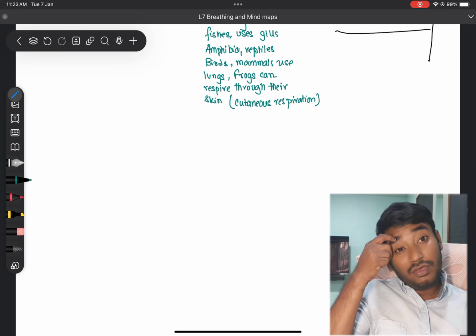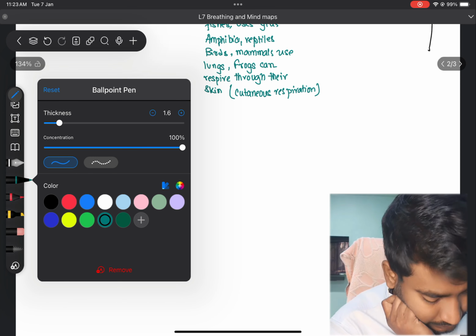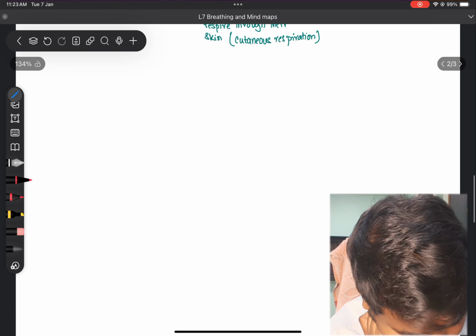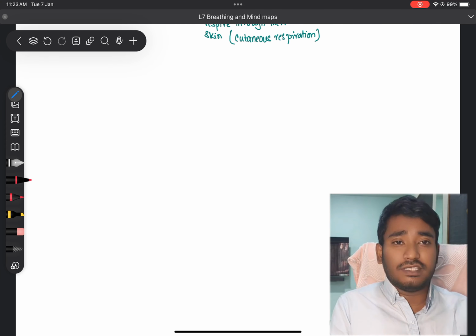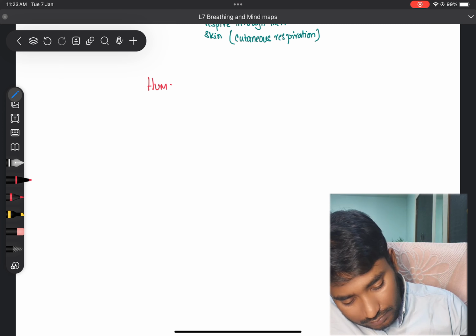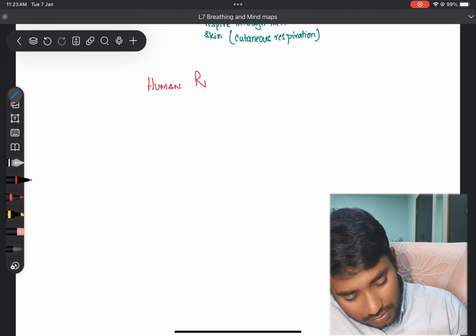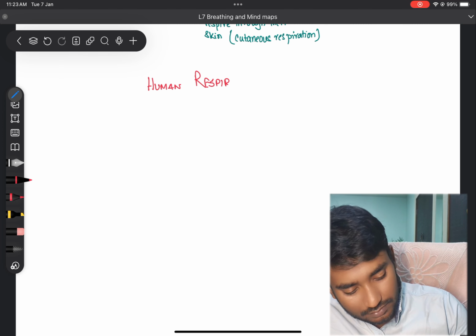So now come to the human respiratory system. Okay, now give the heading as human respiratory system. These are the mind maps. These are the gist of the chapter. Human respiratory system.